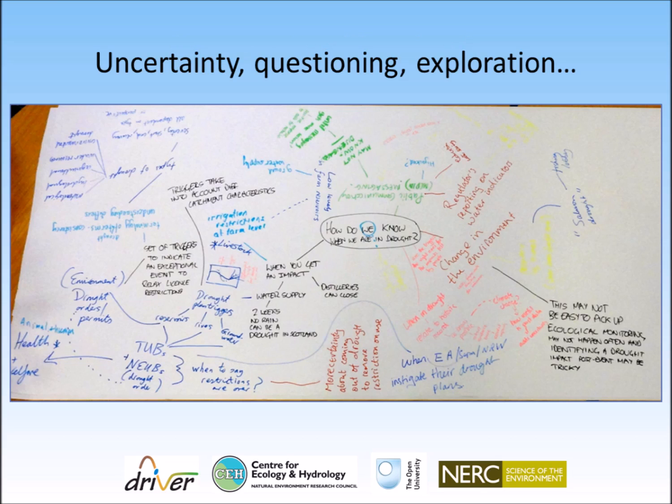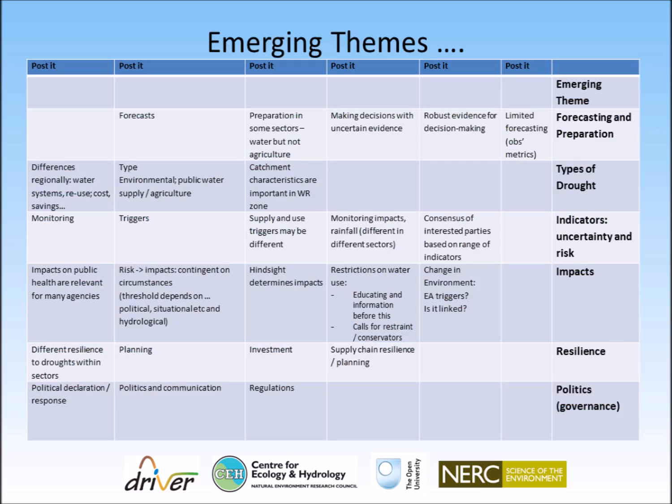And this is the bit I want to focus on briefly, is that themes coming out of that conversation around the nature of how do we know we're in drought is centered on issues around forecasting, types of drought, indicators, the impacts, resilience, and then the politics, the governance of drought. So that was in a 15-minute, 20-minute conversation, a very quick conversation. But again, it just revealed how the nature of drought was much greater than just a rainfall event.